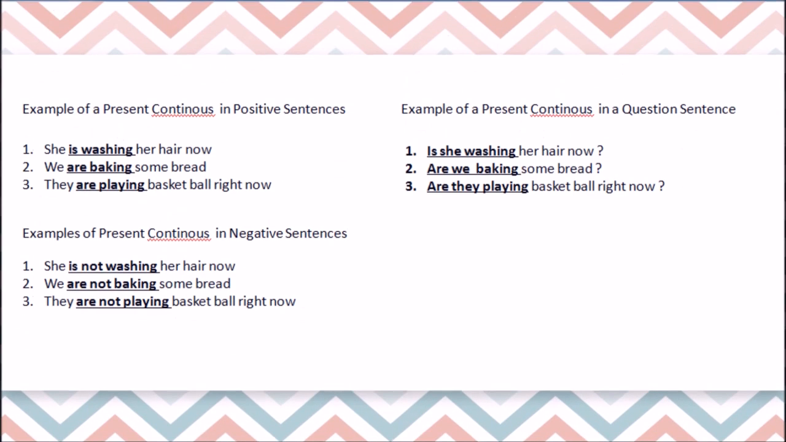Example of present continuous in positive sentence. She is washing her hair now. We are baking some bread. They are playing basketball right now.